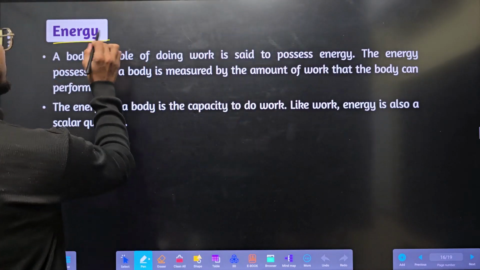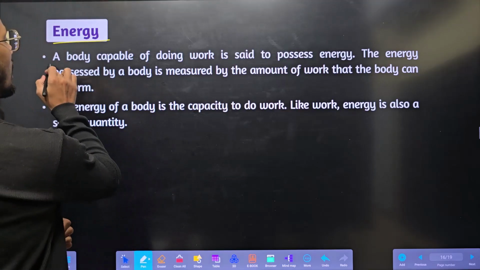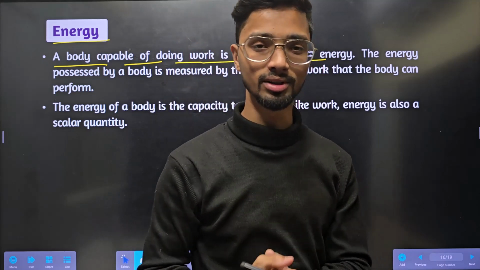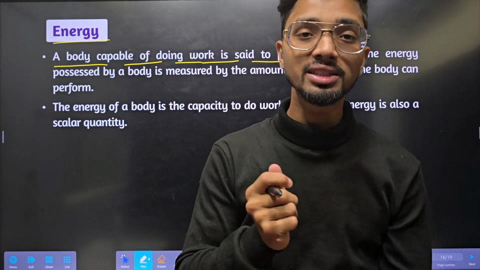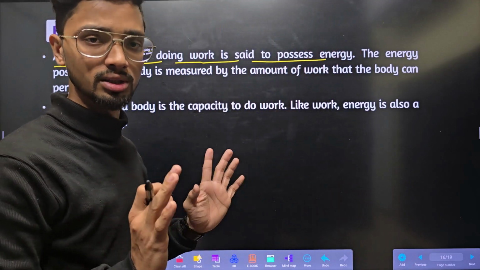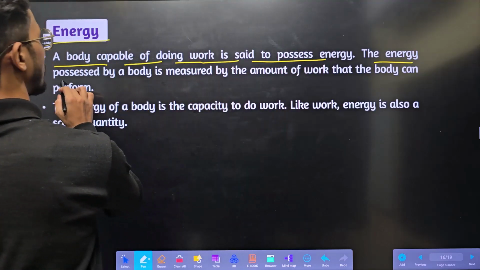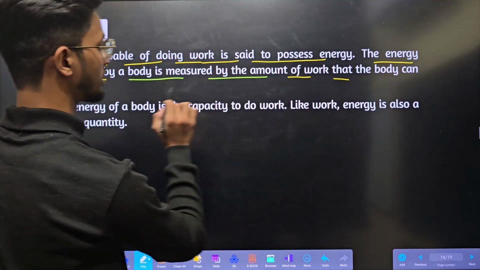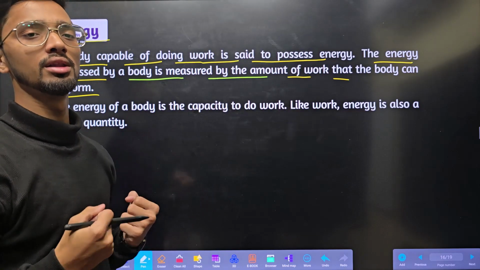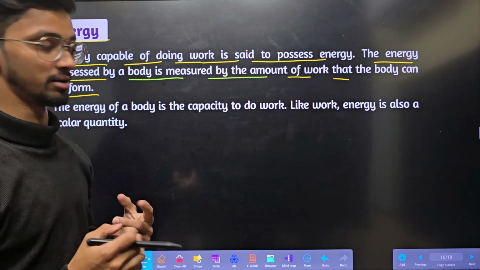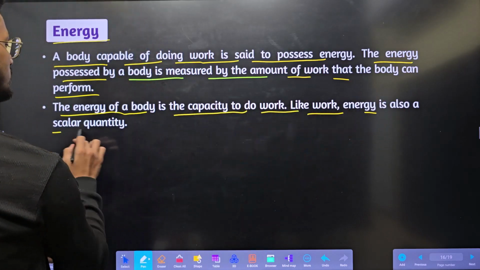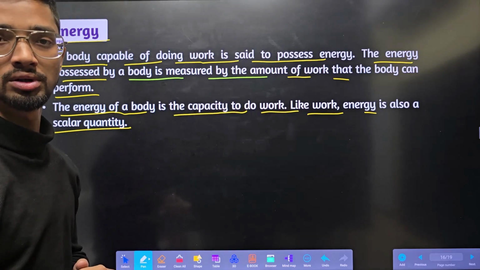Next thing, energy. What is energy? A body capable of doing work is said to possess energy. In simple words, the capacity to do work is called energy. The energy possessed by a body is measured by the amount of work that a body can perform. So the energy of a body is the capacity to do work. Like work, energy is also a scalar quantity.